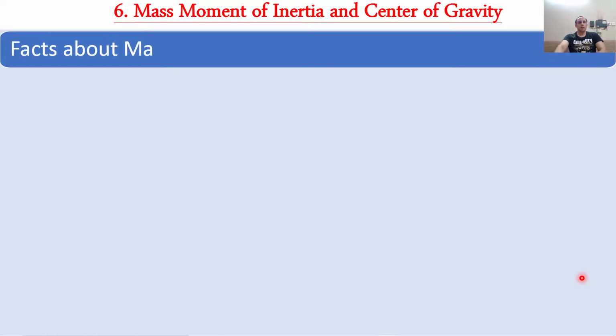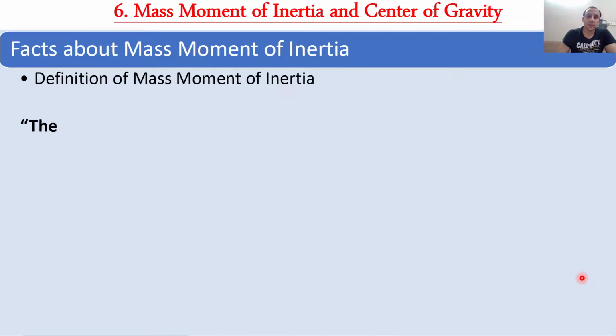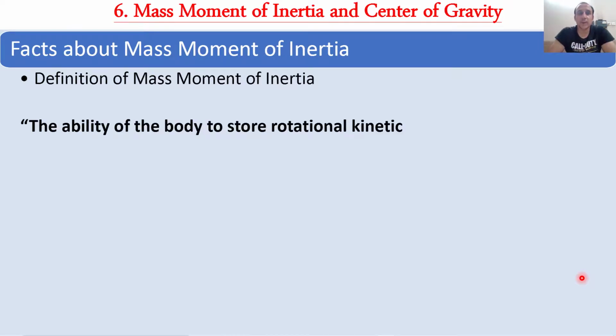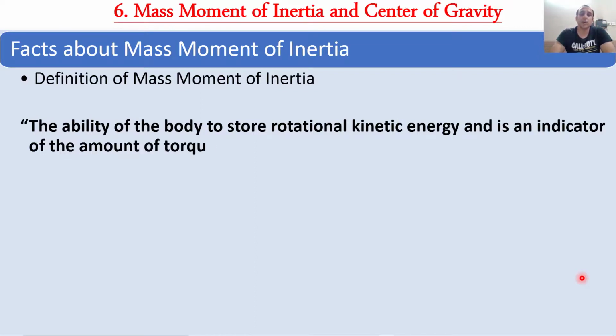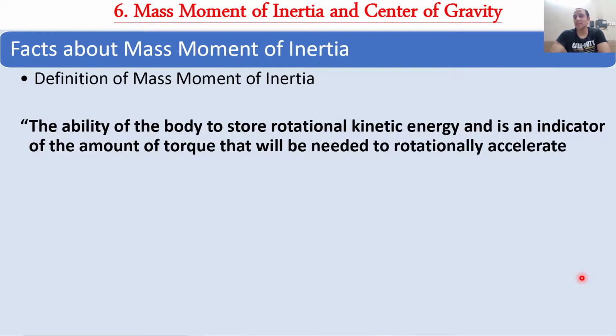So we will continue talking about the mass moment of inertia. Now we are in a position to define it. The mass moment of inertia is the ability of the body to store rotational kinetic energy, and is an indicator of the amount of torque that will be needed to rotationally accelerate the body. This is something we already discussed in the passage.